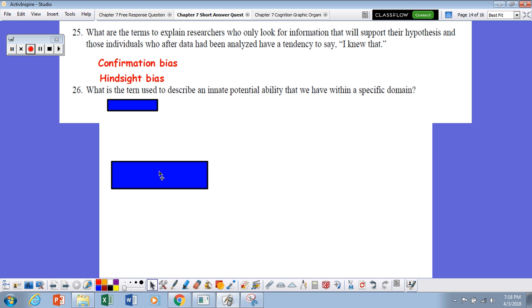And finally, number 26, what is the term used to describe an innate potential ability that we have within a specific domain? That is known as aptitude.